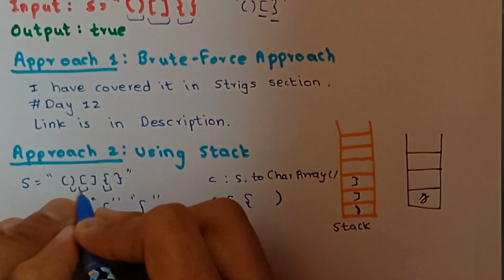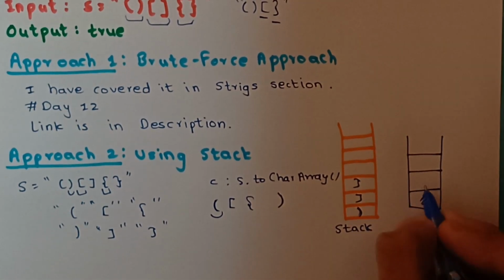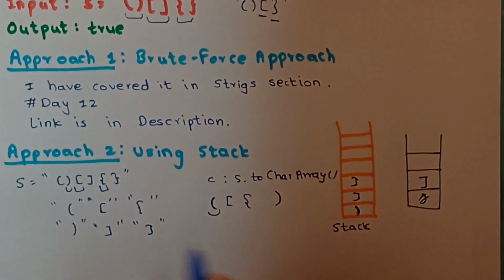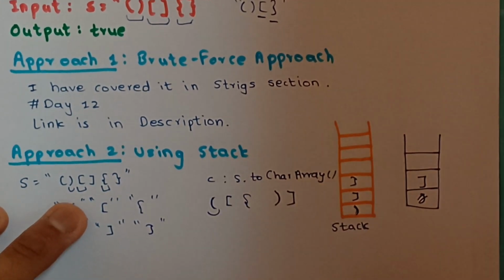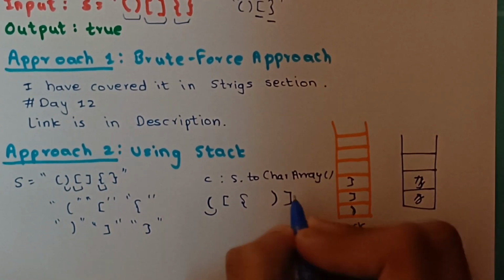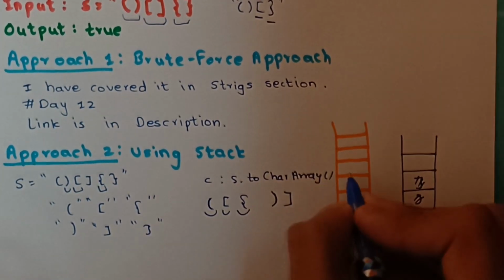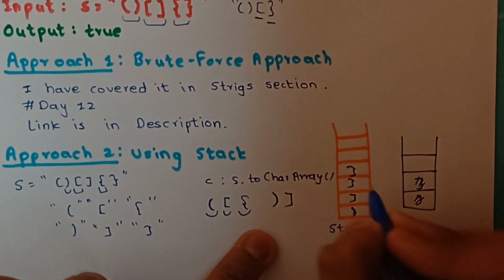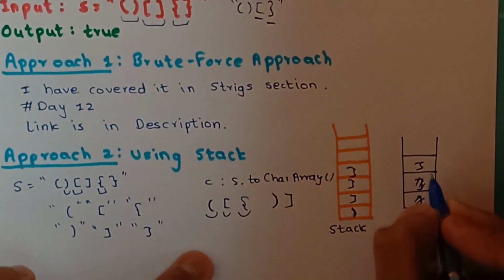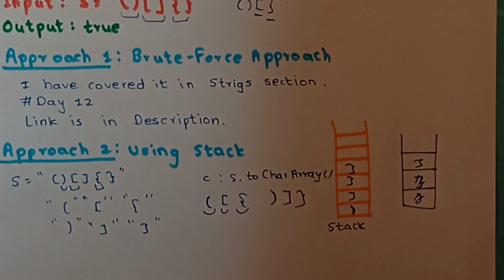Now our pointer will go to the opening square bracket, so we will push the closing square bracket. Now our pointer will go to the closing square bracket. After popping it, these are equal, so we will pop it out. Now we will push the closing curly bracket, and after popping it will be equal to this. So let's understand on Leetcode.